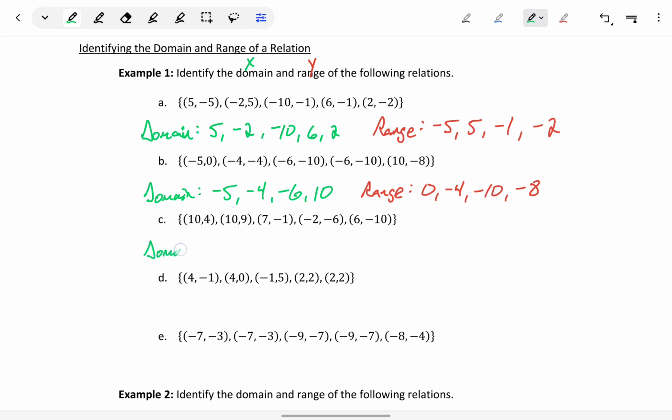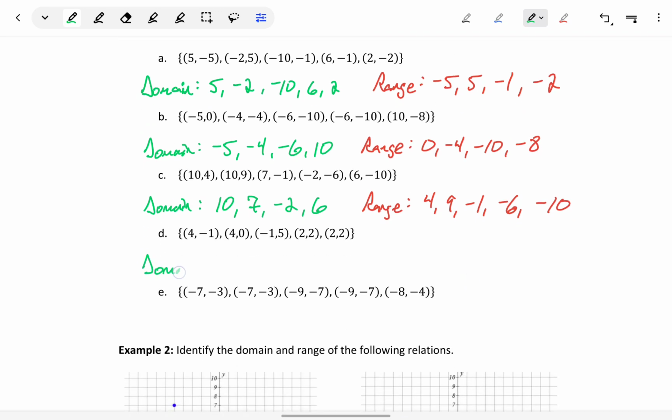In part C, our domain would be 10, which is repeated, 7, -2, and 6. And then our range would be 4, 9, -1, -6, and -10.